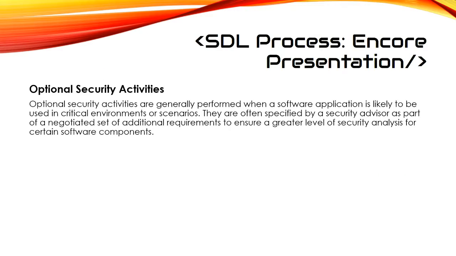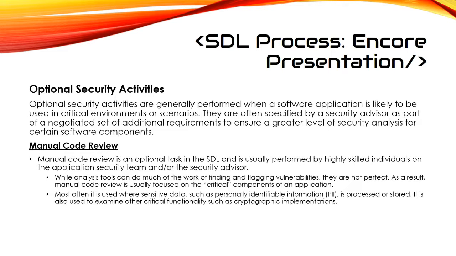Optional security activities. Optional security activities are generally performed when a software application is likely to be used in critical environments or scenarios. They are often specified by a security advisor as part of a negotiated set of additional requirements to ensure a greater level of security analysis for certain software components. For example, here we have a manual code review.